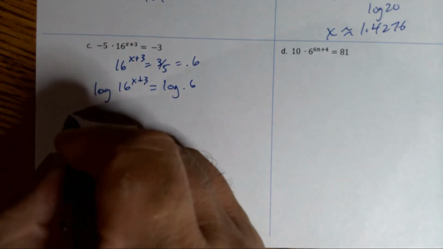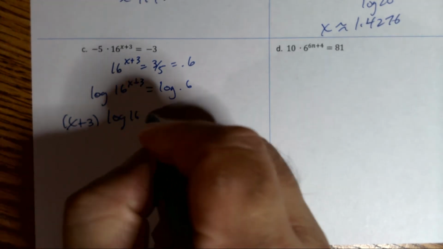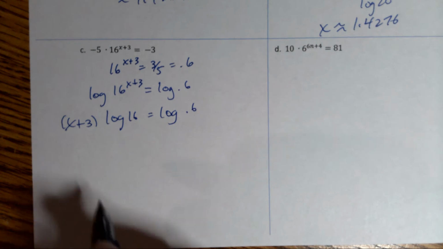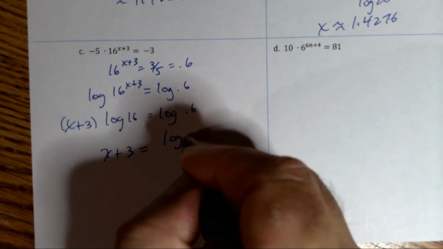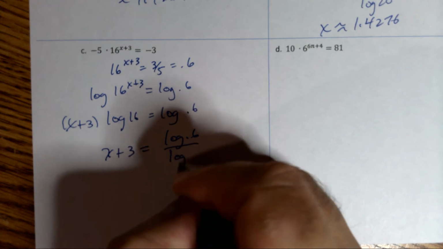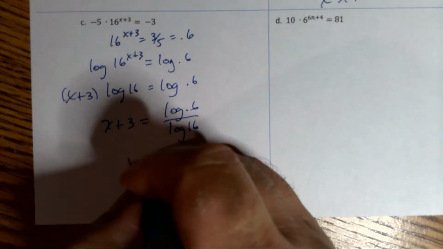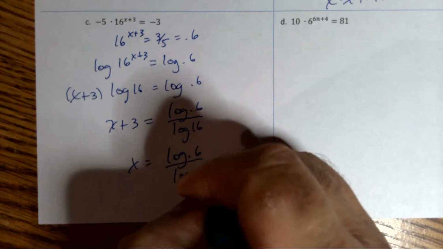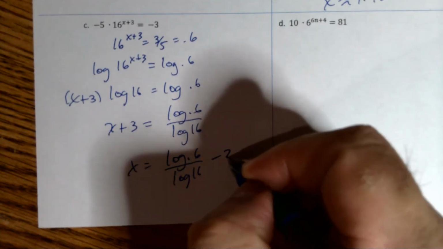Bring down the exponent, so it's x plus 3. Log of 16 equals log of 0.6. Divide by log of 16, so it's x plus 3 equals log of 0.6 divided by log of 16. Continue, get rid of that plus 3, so it's x equals log of 0.6 over log of 16 minus 3. To get rid of that plus 3, you subtract 3.